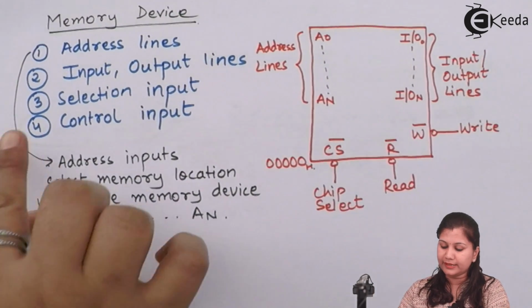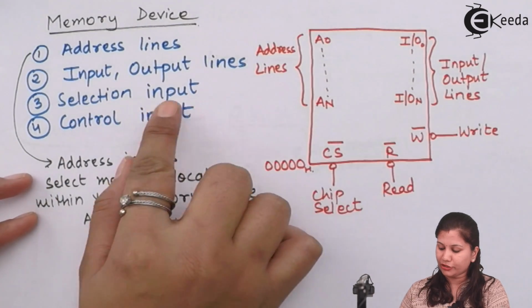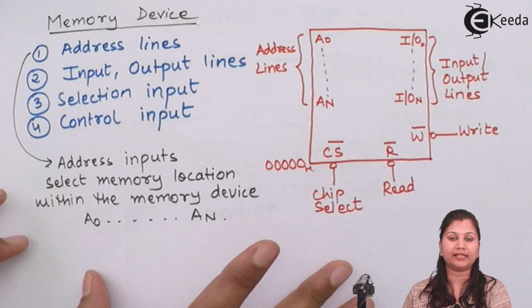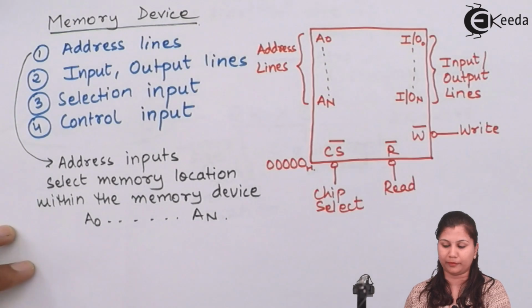Next comes the selection input. Now this selection input, that is the chip select signal, is used to select the memory chip.